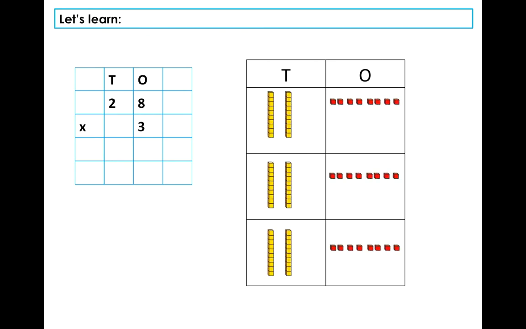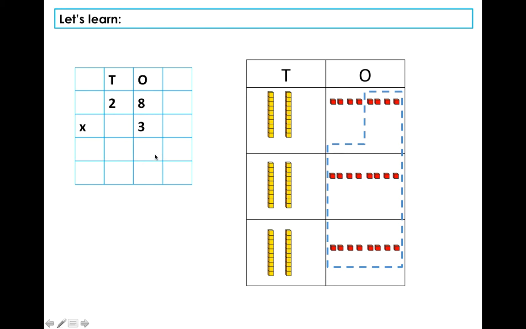So 28 multiplied by 3. If I was drawing it or showing it with my base 10, I'd have 2 10s and 8 ones 3 times. So in my ones column, I've got 8 multiplied by 3. Now we know our 3 times table. We know 8 times 3 is 24. Now I can't have 24 in my ones column, can I? I can't write the number 24 there.